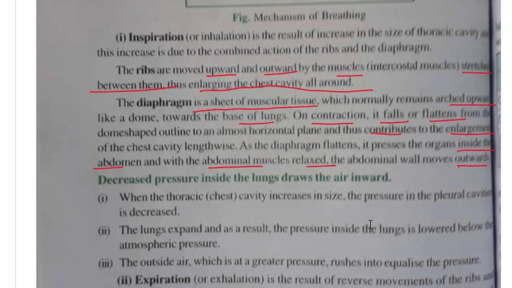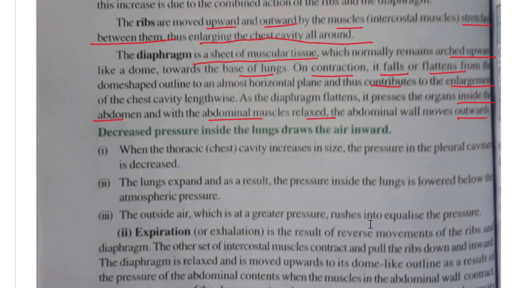When the thoracic cavity increases in size, thoracic cavity meaning the cavity which is inside the chest, the pressure in the pleural cavity is decreased. The lung expands. As a result, the pressure inside the lung is lowered below the atmospheric pressure. The outside air, which is at a greater pressure, rushes in to equalize the pressure. So from outside, the air goes inside. This is how we have taken air into our lungs.